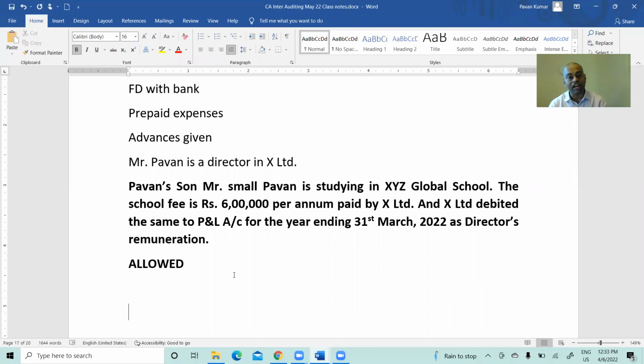I went to Goa with friends. 9 days I enjoyed. Company paid the bills. That is the contract. So please try to understand. If the company has a legal obligation to pay, it is allowed.